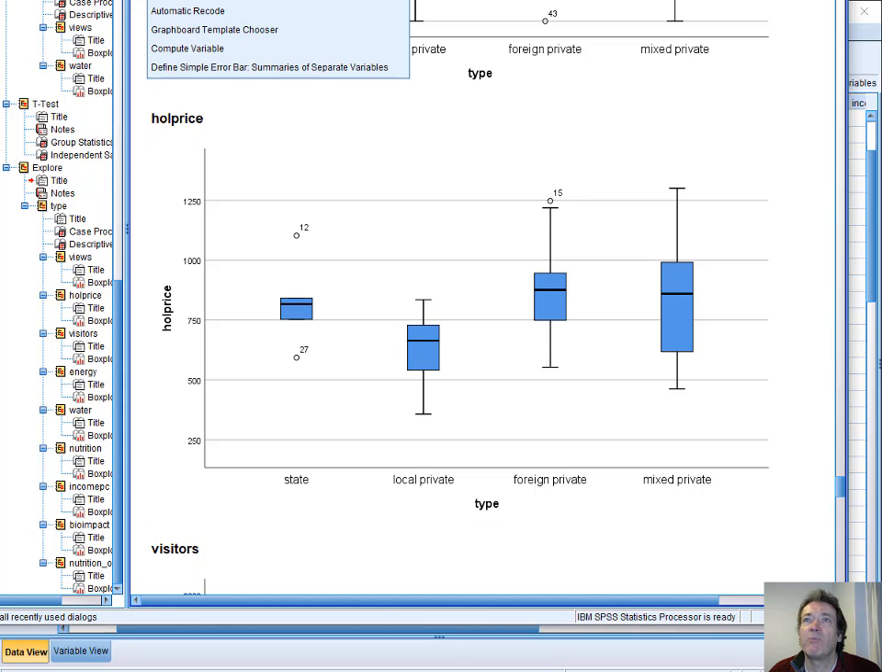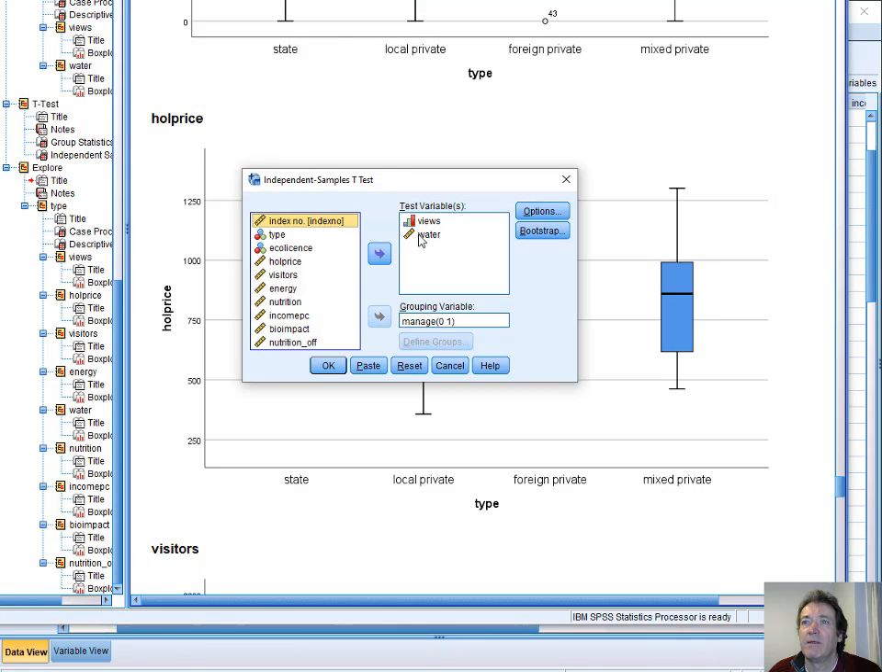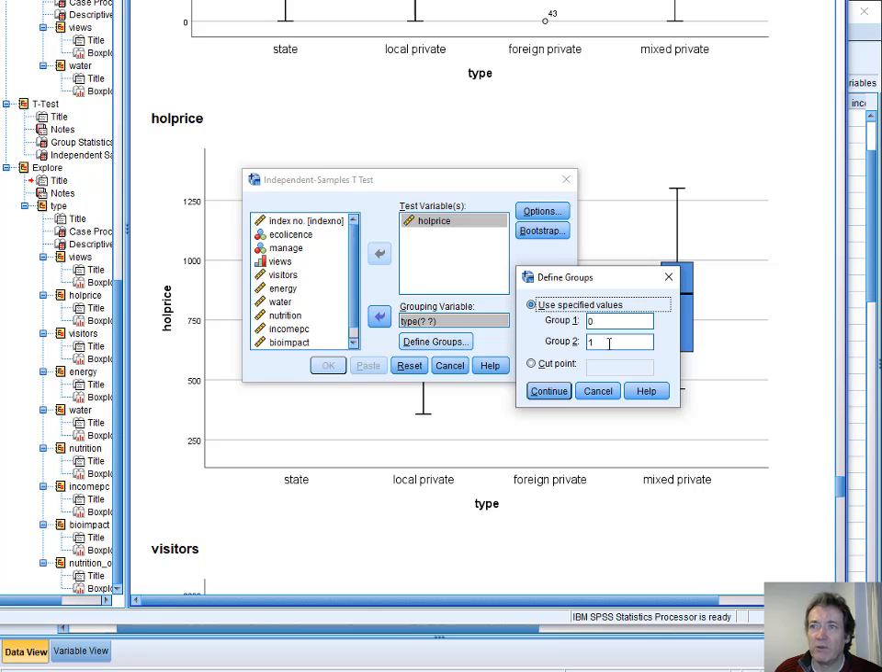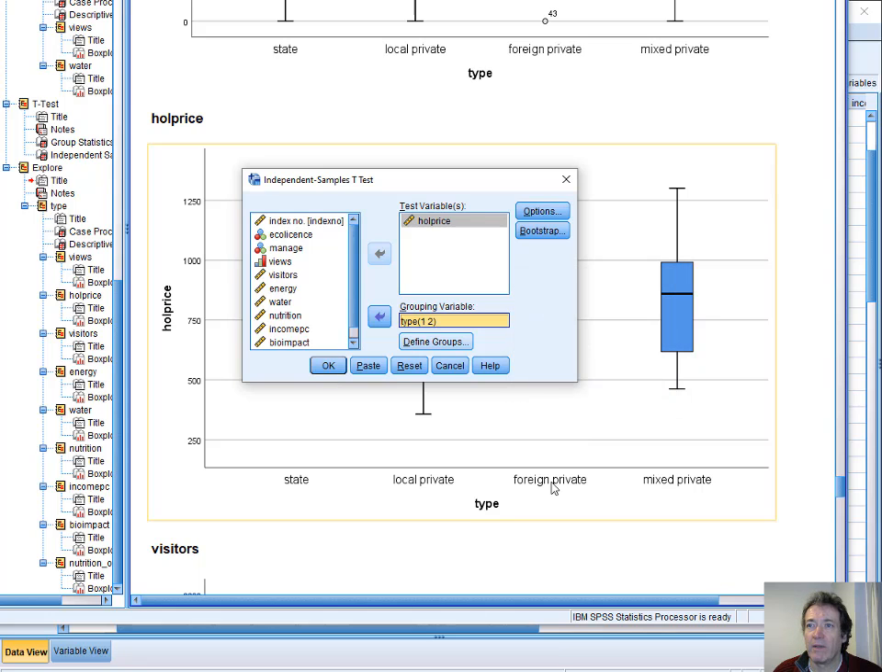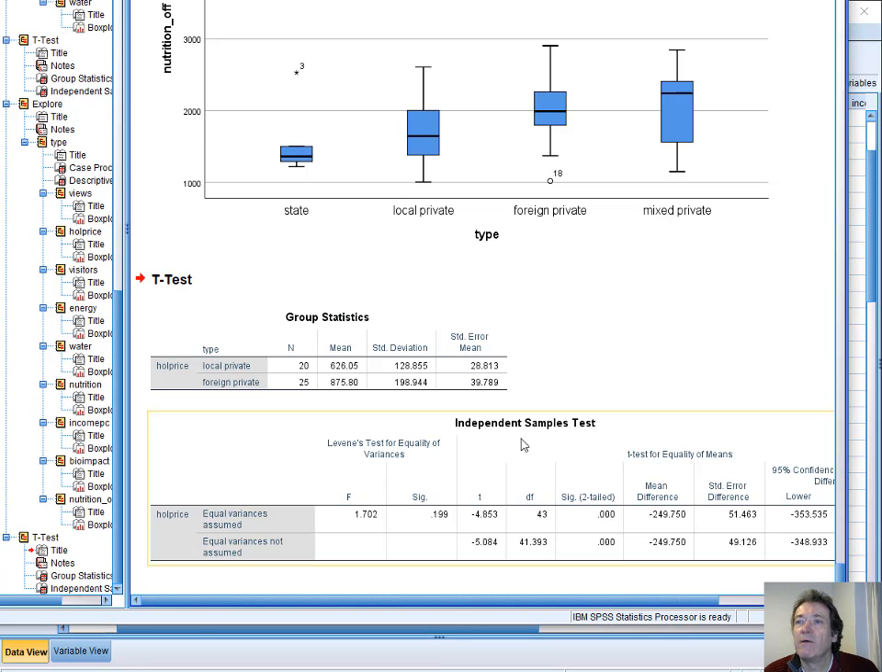I'm looking at views between local private and foreign private. Not views, I'm looking at holiday price. So get rid of that and get rid of that. Put in holiday price. Get rid of this. I want to look at type. And the group is going to be 1 and 2, because 1 is local private, 2 is foreign private. So it should test holiday price between those two. Let's see what happens. Oh yes, I think I've hit bullseye here.